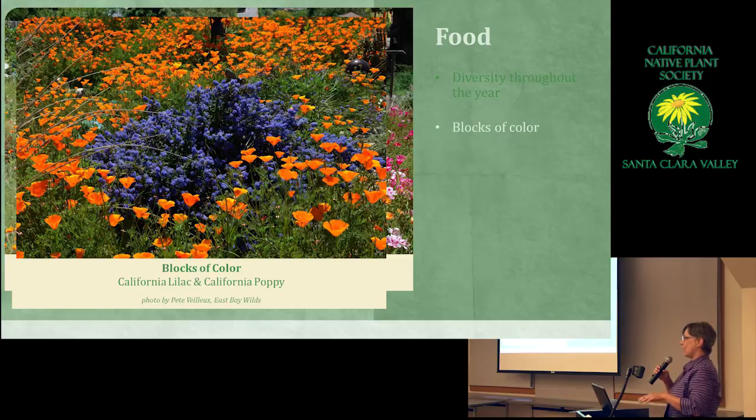The next thing that you want to have is blocks of color, because bees and butterflies and lots of other critters, they see that big block of color, and that's what they head for. So the Xerces Society says a minimum of 3.5 by 3.5 feet. Well, an awful lot of plants are 3 feet wide and tall or taller. So it's not that hard to get that 3.5 by 3.5 feet.